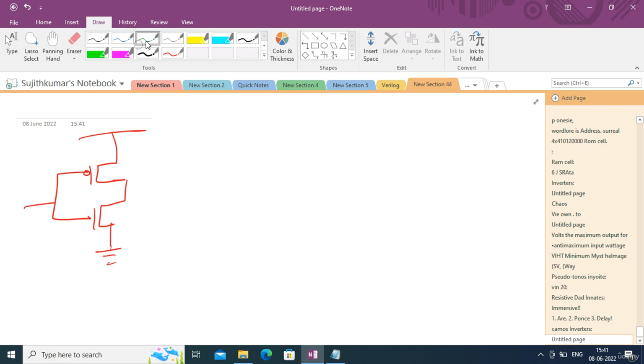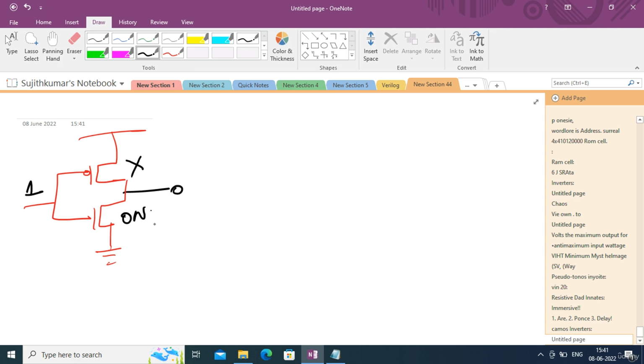So when the input is logic 1, the PMOS will be off and the NMOS will be on, right? The output is again 0 because it will be pulled down, don't worry. When the NMOS is on, the output voltage will be pulled down.